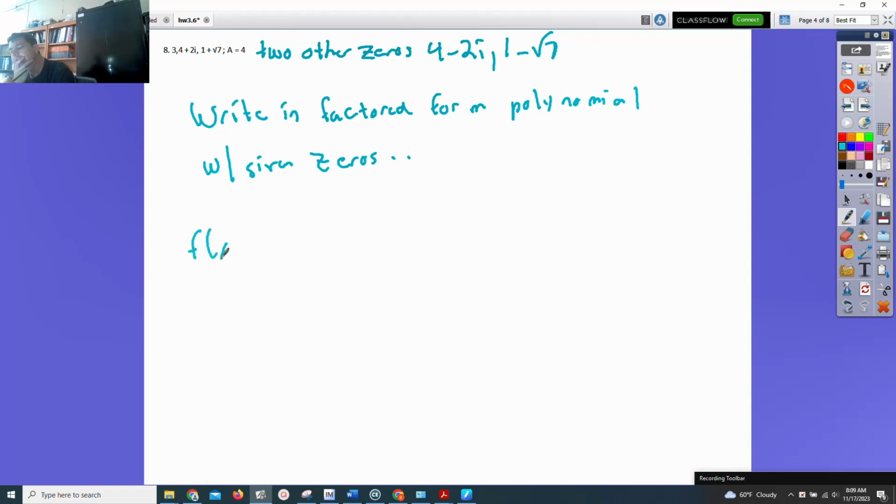We'll just call this thing f of x. Our leading term starts with a 4, because a is 4. That's where that's coming from. And if 3 is a zero, x minus 3 is a factor. If 4 plus 2i is a zero, the factor is x minus 4 minus 2i, because we changed signs.